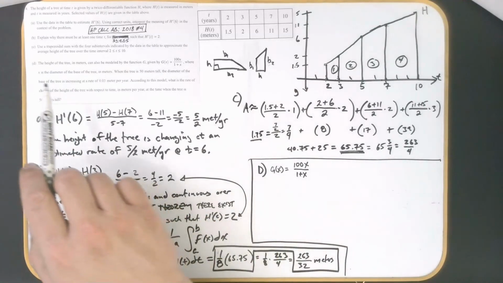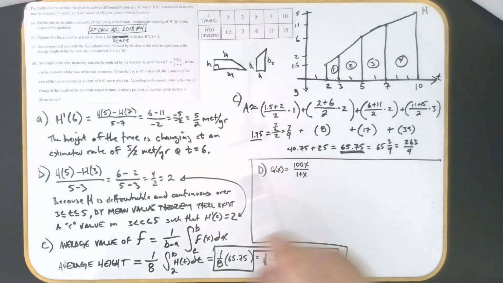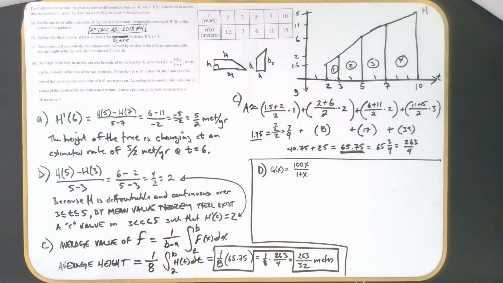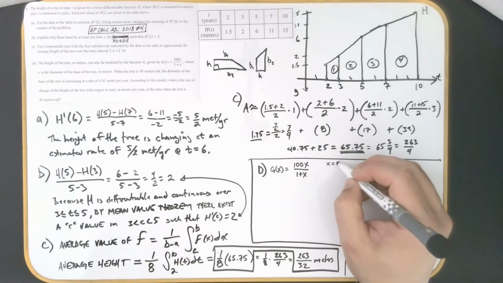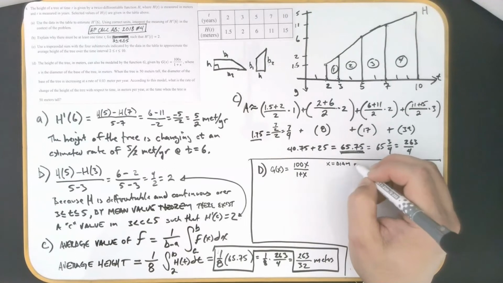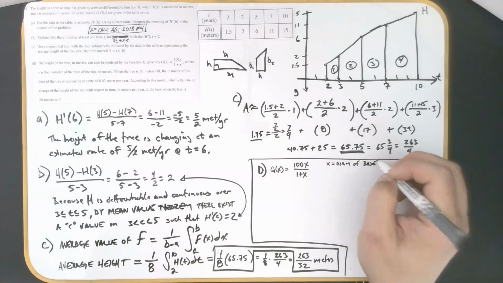And so as you keep reading, it says the height of the tree in meters can be modeled by g of x is 100x over 1 plus x, where x is equal to the diameter of the base of the tree. Has nothing to do with time. Okay, so I'm just going to write that here. x is equal to the diameter of the base of the tree.